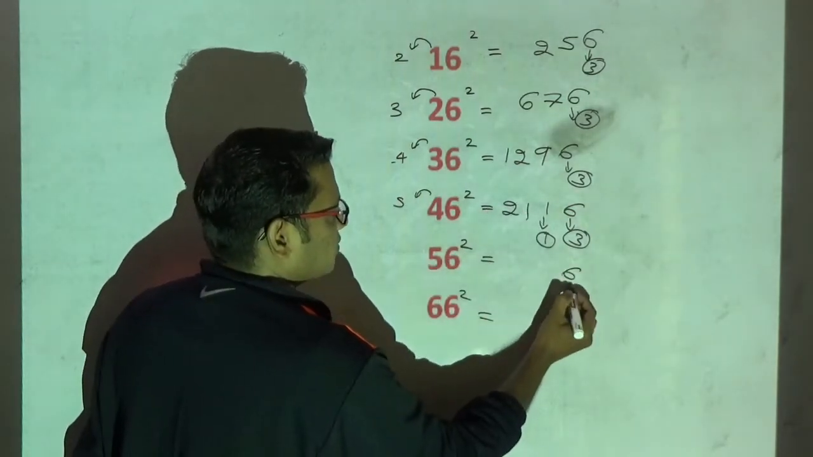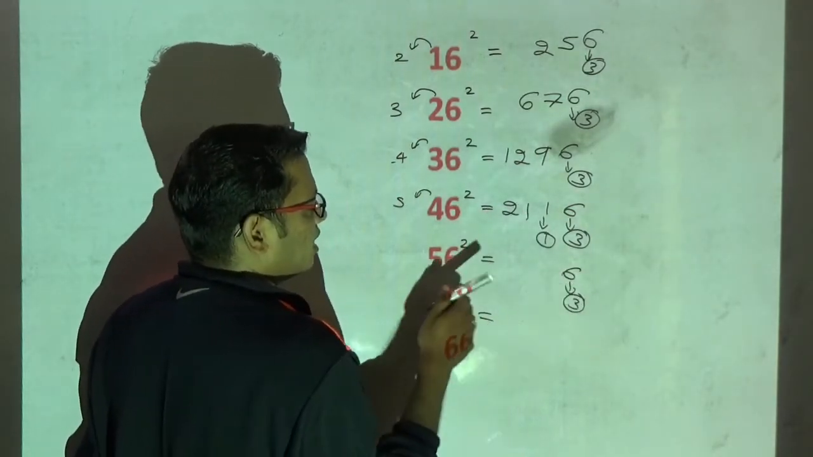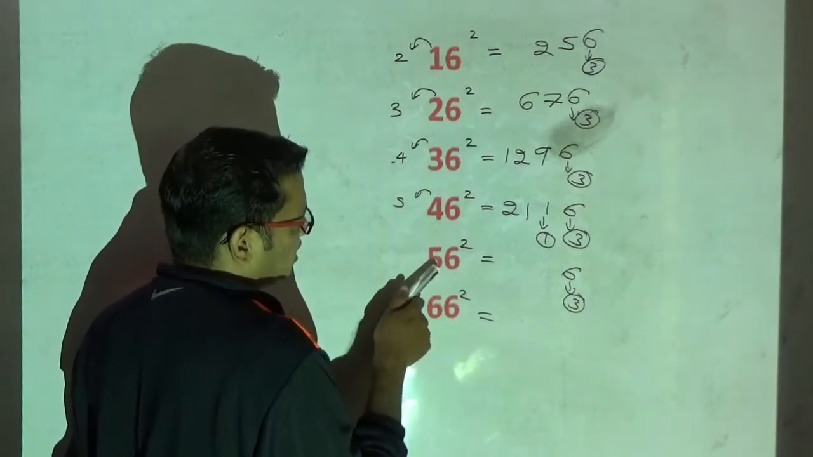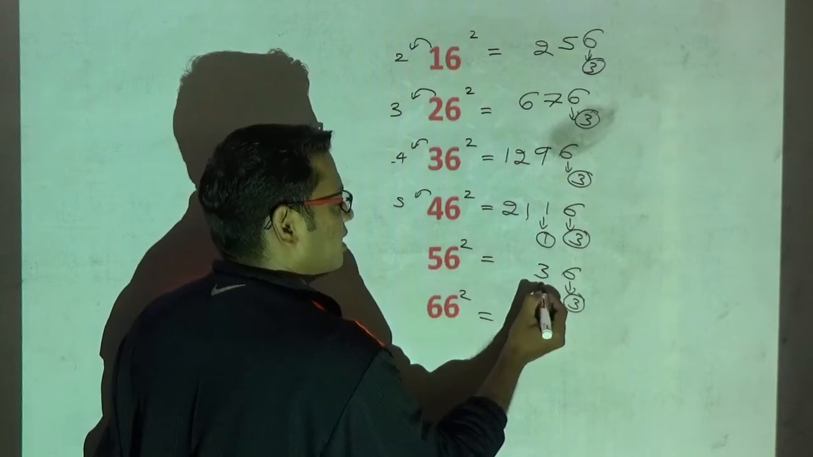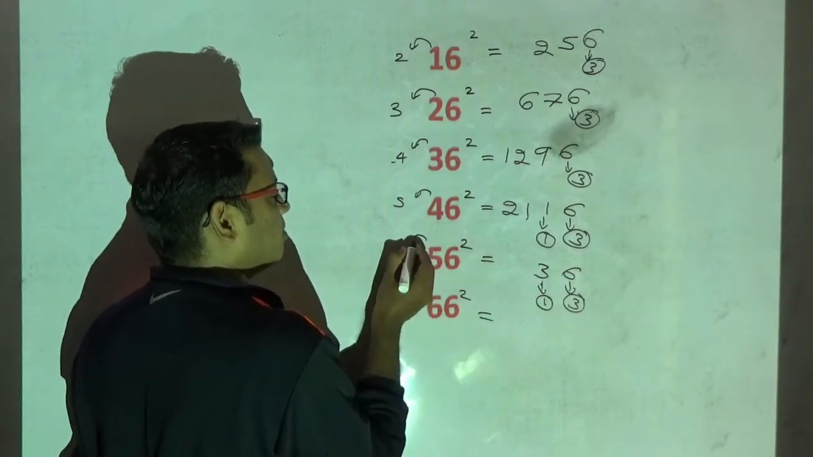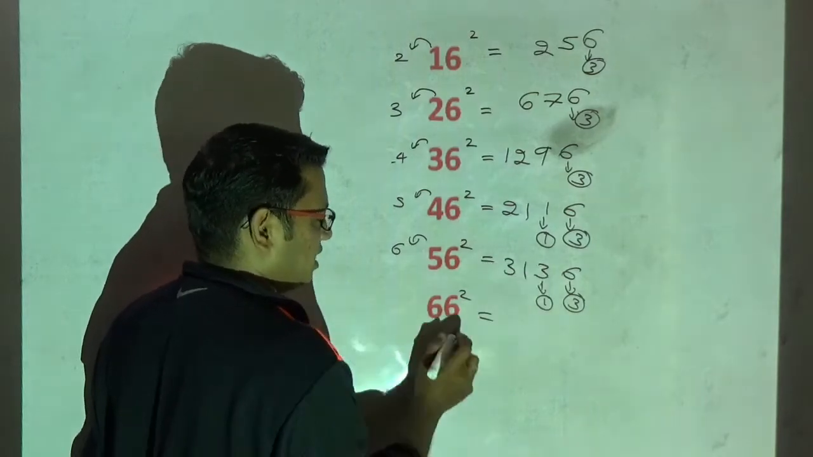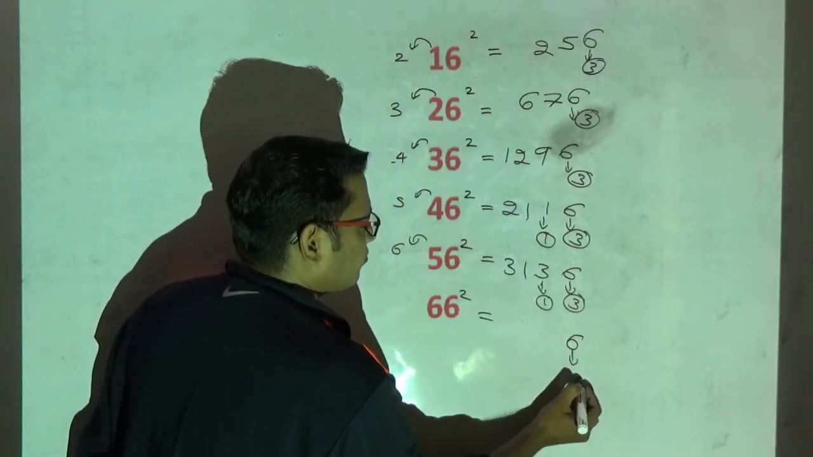Similarly here, 6 square is 36, 3 is the carry. Double your 6, it will become 12. Unit place is 2. 2 into 5 is 10. 10 plus 3 is 13. Carry 1. Okay, next number is what? 6. 6 5s are 30 plus 1, 31. That's my answer.